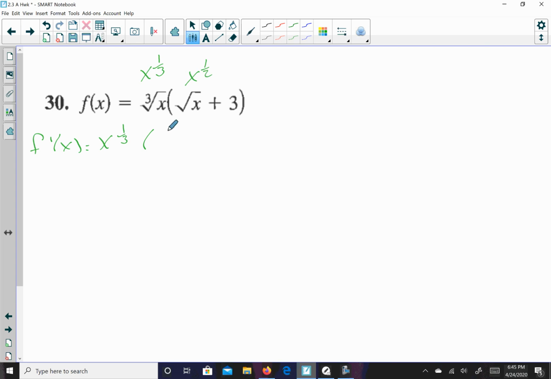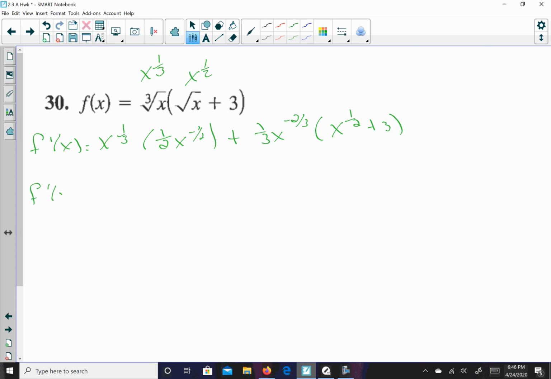I'm just rewriting it. And now this is x to 1/2. So when I take the derivative, that's going to be 1/2 times x to negative 1/2. And then the derivative of 3 is just 0. Then I'm going to have plus, because it's product rule, and then I'm going to do 1/3 x to the negative 2/3, because 1/3 minus 1 is negative 2/3, and then I'm going to leave this alone, so x to the 1/2 plus 3.